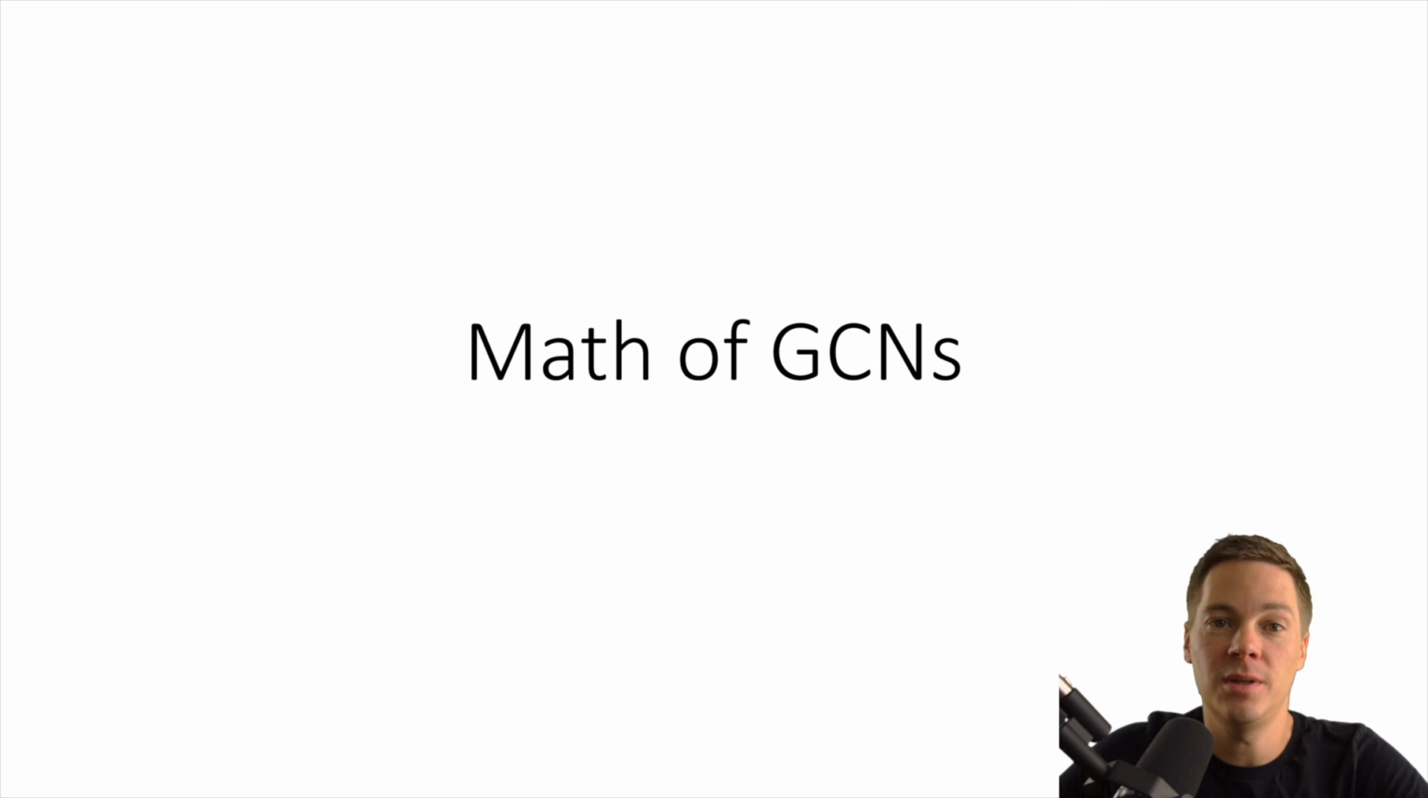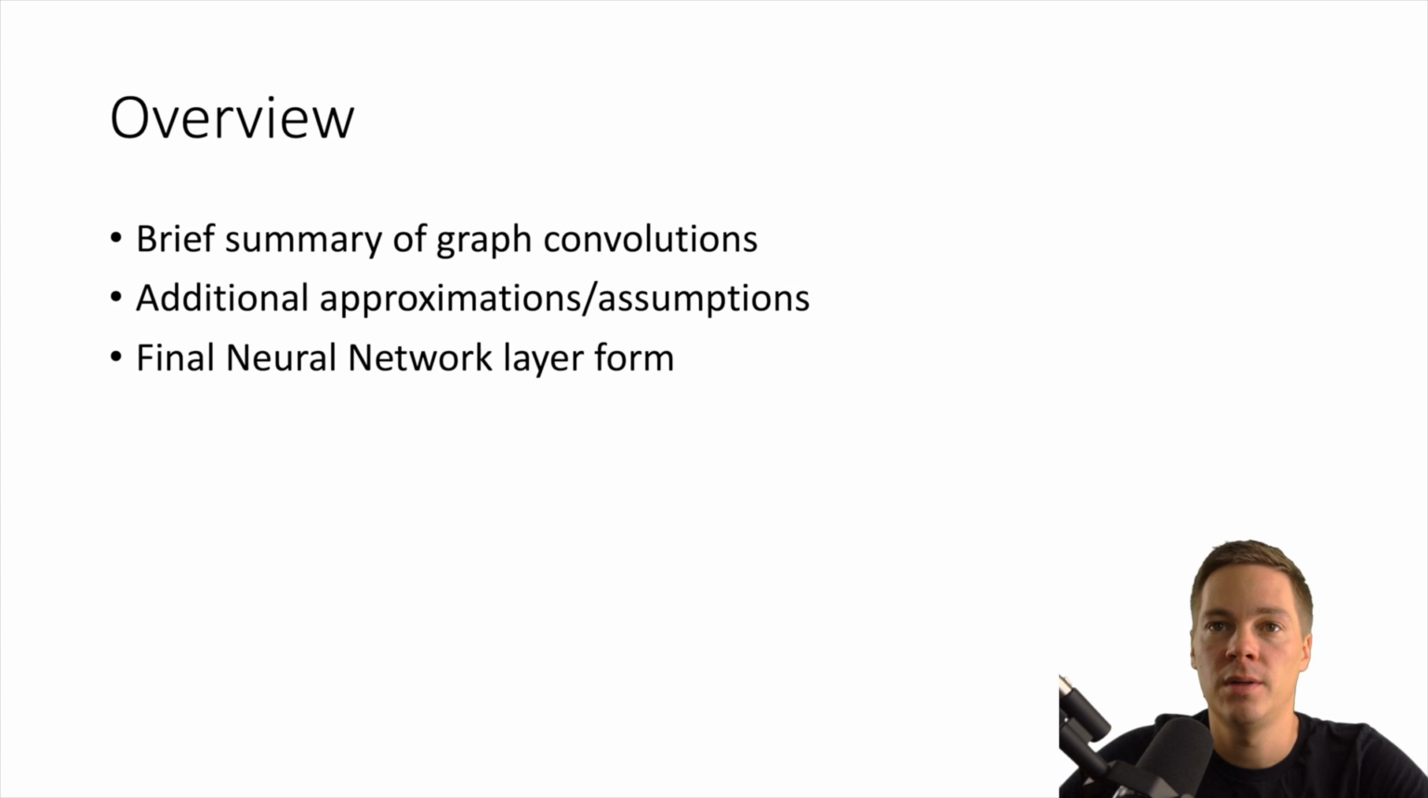This lecture, we're going to be talking about the math of graph convolutional networks. We'll give a brief summary of graph convolutions. We talked about it extensively in the previous lecture, but we'll give a little review. We'll then talk about the additional approximations and assumptions that Kipf and Welling made, and then the final neural network layer form that falls out of that.